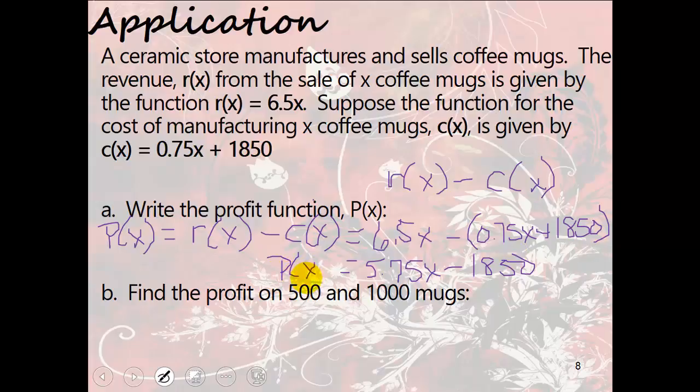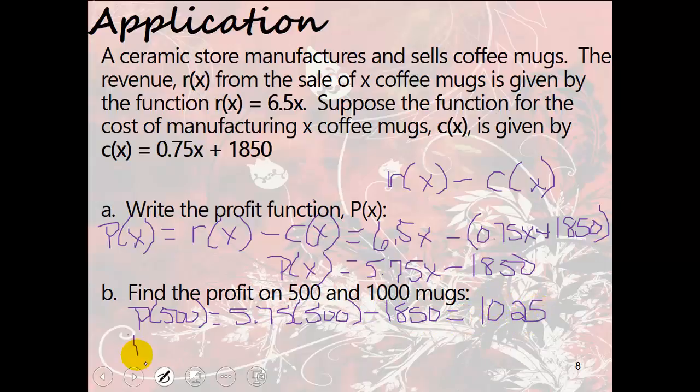And now to find the profit at these values, you can plug in using our traditional method, or you could use synthetic division. So P of 500 is going to equal 5.75 times 500 minus 1850, which equals 1,025. And then P of 1,000 equals 5.75 times 1,000 minus 1850, which equals 3,900. And those are our two profit levels.